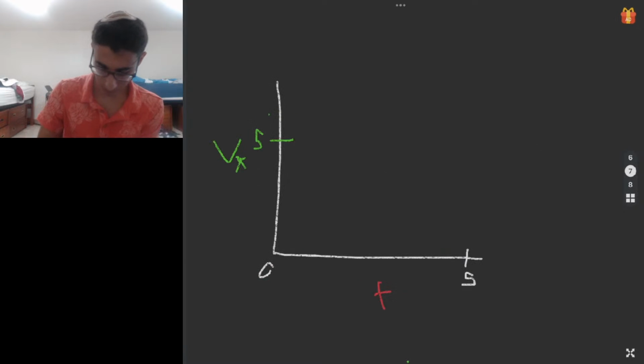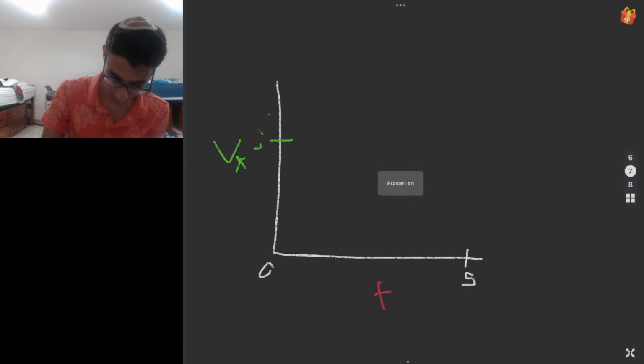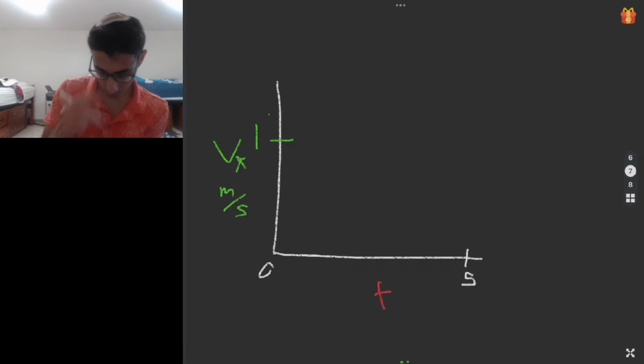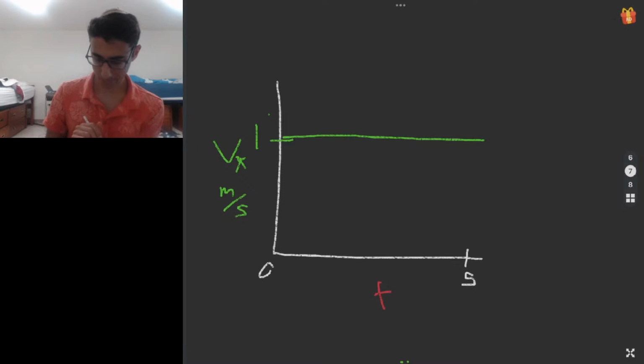So now let's go back to our velocity graph and do that properly. It's not 5, it's 1. This velocity is obviously in meters per second, and this is time. Over these 5 seconds, we were going 1 meter per second. Okay, now here's the beautiful thing.